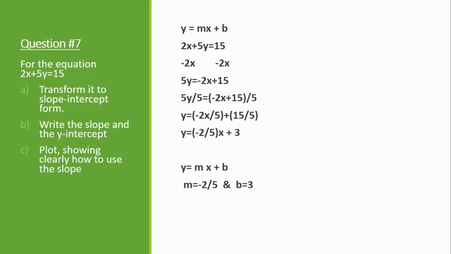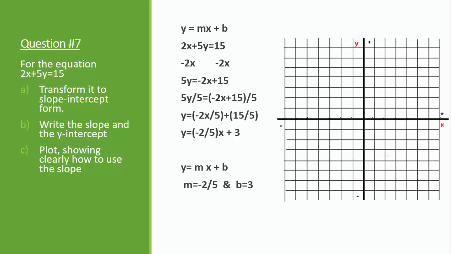Now it says plot, showing clearly how to use the slope. What we're going to do is take a graph paper and plot, first of all, our b. b is our y-intercept, and in this case, b is equal to 3. We'll put a dot right there at x is equal to 0, y is equal to positive 3. That's my point. As I said before, you can draw a line in a couple of different ways. One is having 2 points and simply drawing a straight line between them, going off in both directions. Or you can have 1 point and know the slope of the line coming out of that point. This method is going to use the point-slope method for drawing the line.